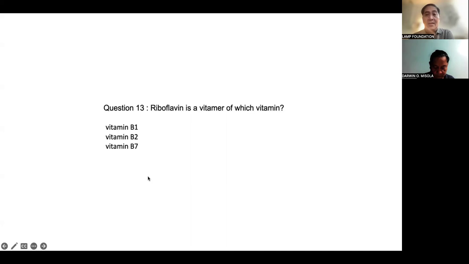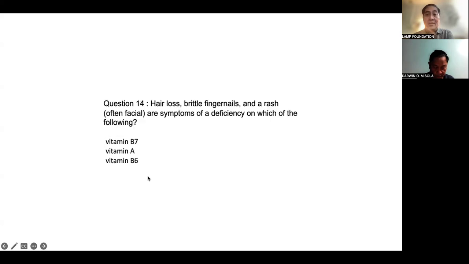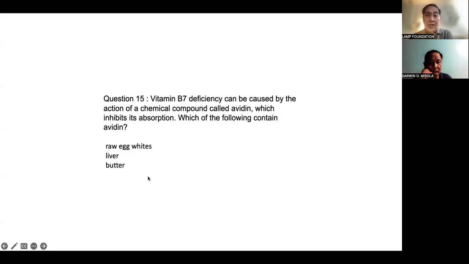Which of the following is a vitamin for vitamin K? Phylloquinone. Riboflavin is which vitamin? Vitamin B2. Hair loss, brittle fingernails, and a rash, often facial, are symptoms of a deficiency of which of the following? Vitamin B7. Vitamin B7 deficiency can be caused by a chemical compound called avidin, which inhibits its absorption. Which of the following contains avidin? Raw egg whites.